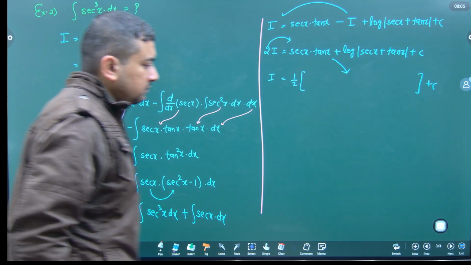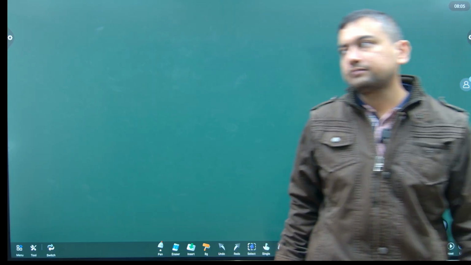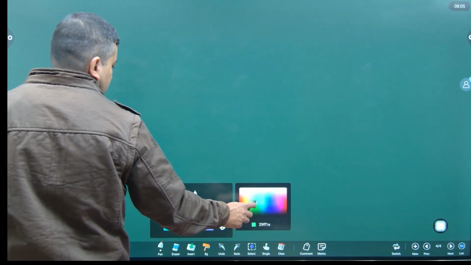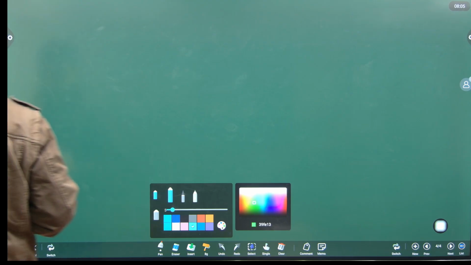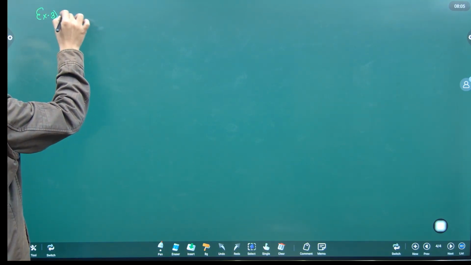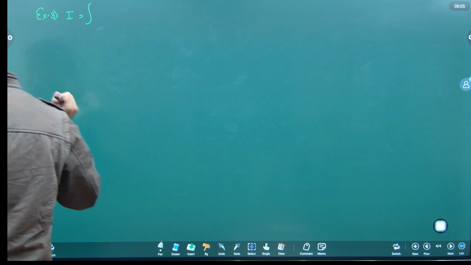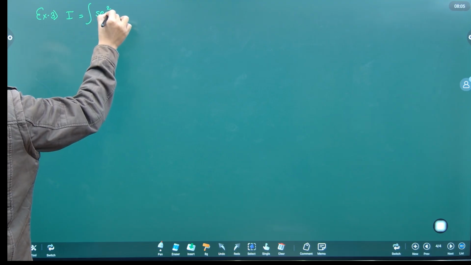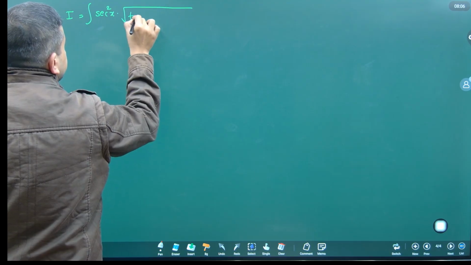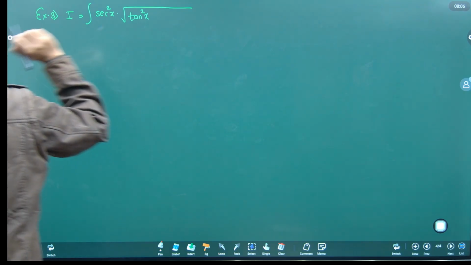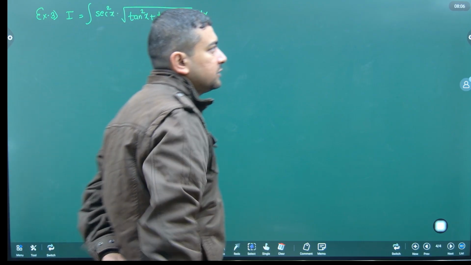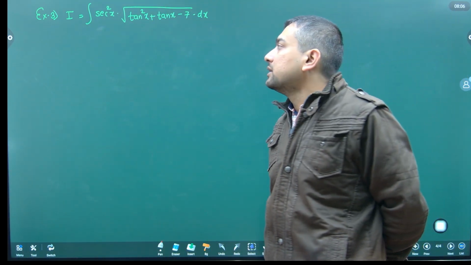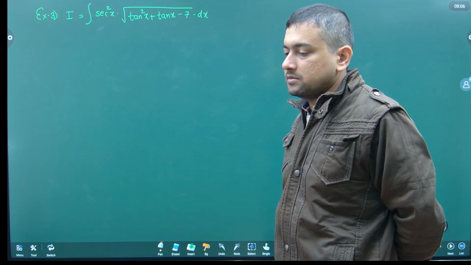Right. So let us see the next one. Hope this example is clear. Next is the integral of sec square x into under root tan square x plus tan x minus 7 into dx.